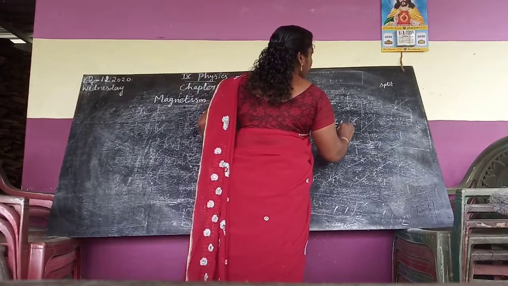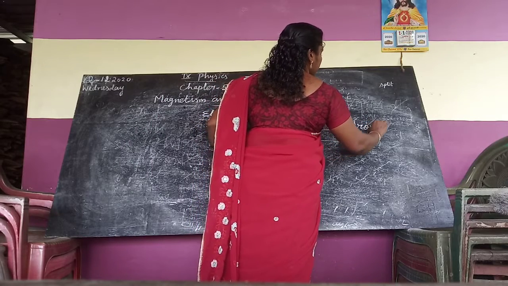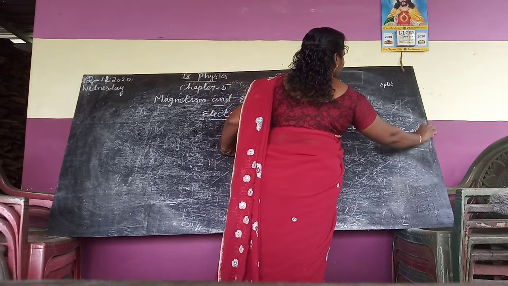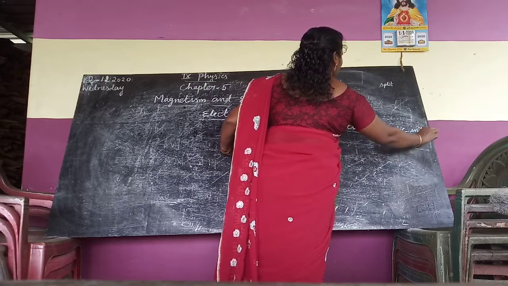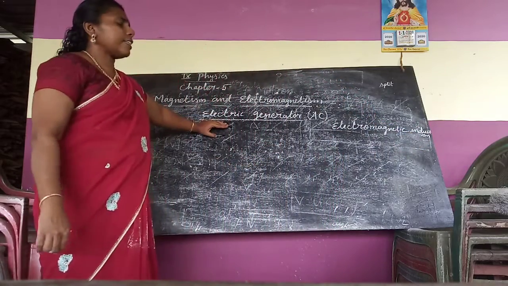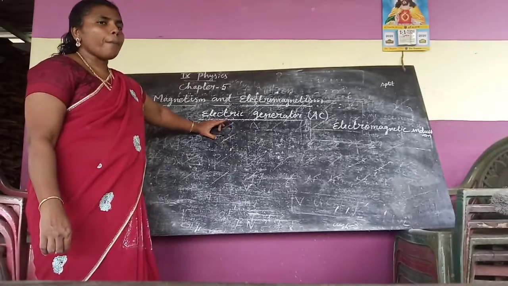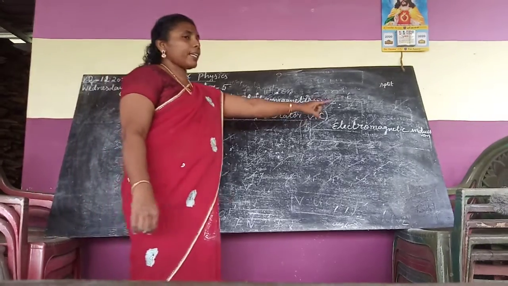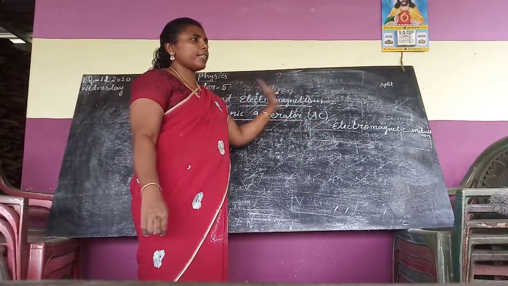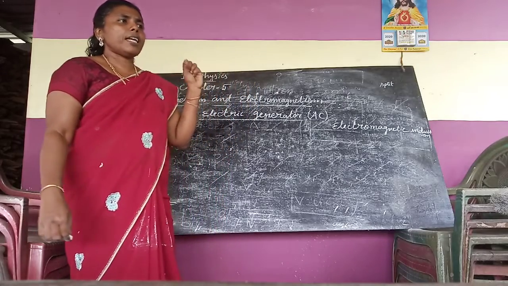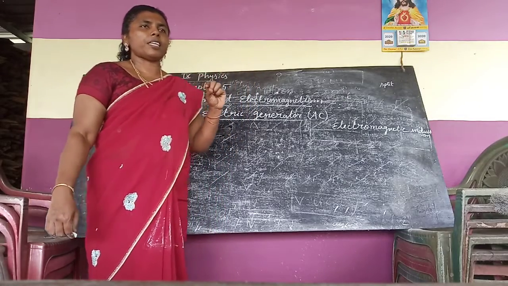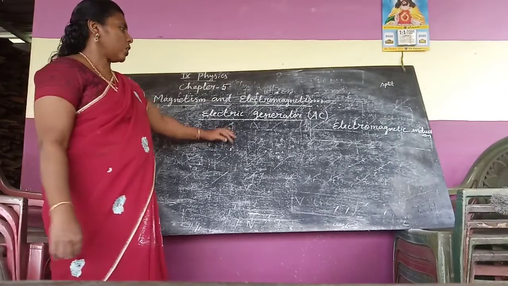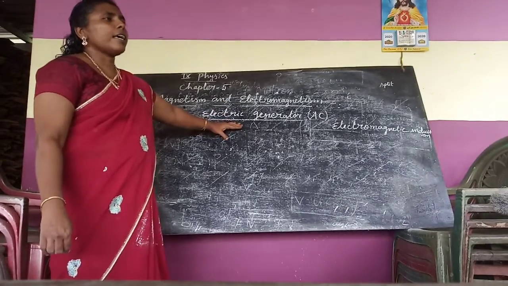Electromagnetic induction. Which principle is used in this electric generator? The electromagnetic induction principle. All of you know what electromagnetic induction is. Whenever the magnetic flux linked with a coil changes, an EMF is produced. This induced EMF is called electromagnetic induction. The same principle is used in the electric generator.